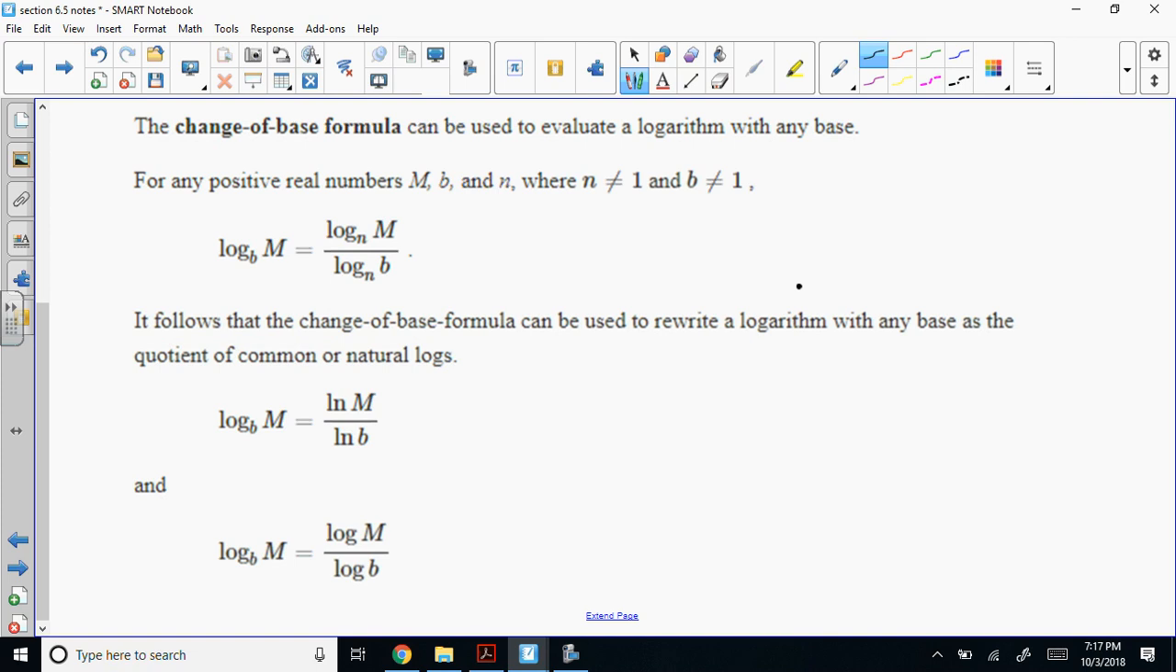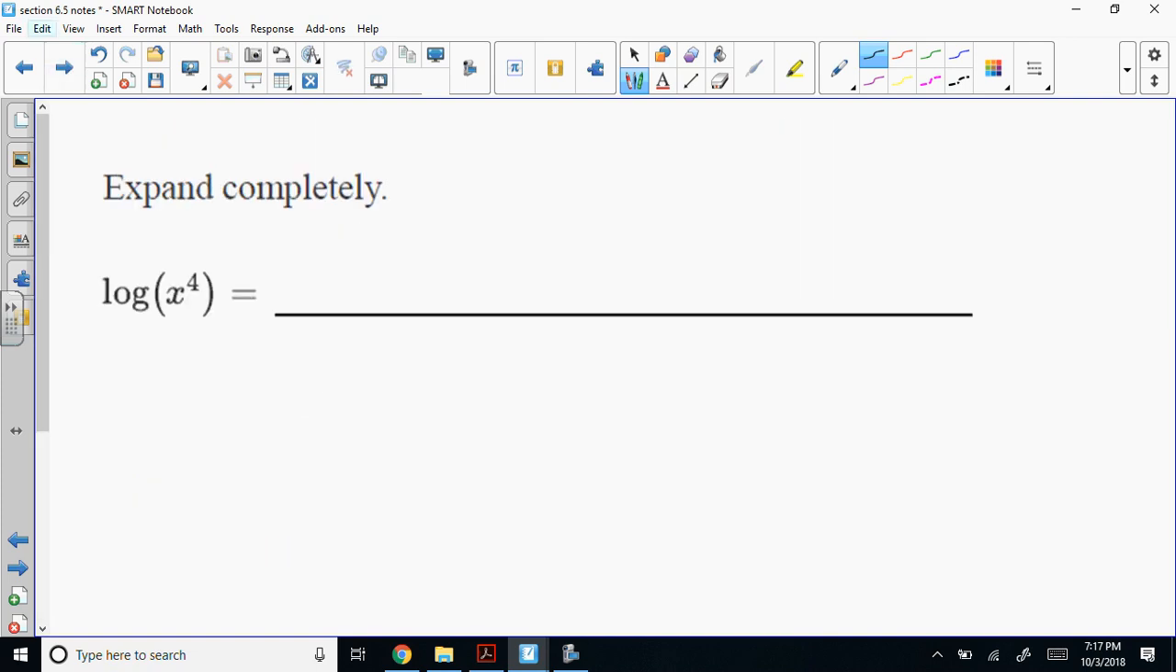Now, let's go have some fun. Let's go nerd out. Expand that right there. Well, there's not but one property that I see. How many properties do you see? Just one? Which one is it, y'all? Yeah, it's the power property, right? We're going to put that 4 out front. So it'll be 4 times log of what? x, right? So that's expanding it.